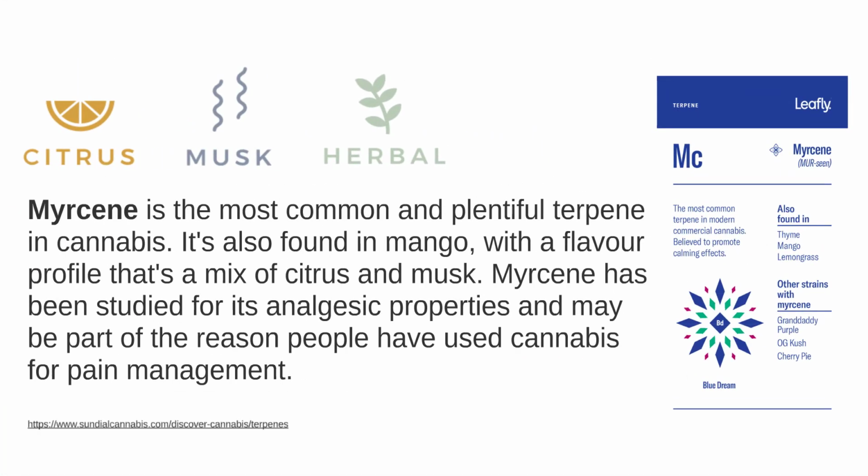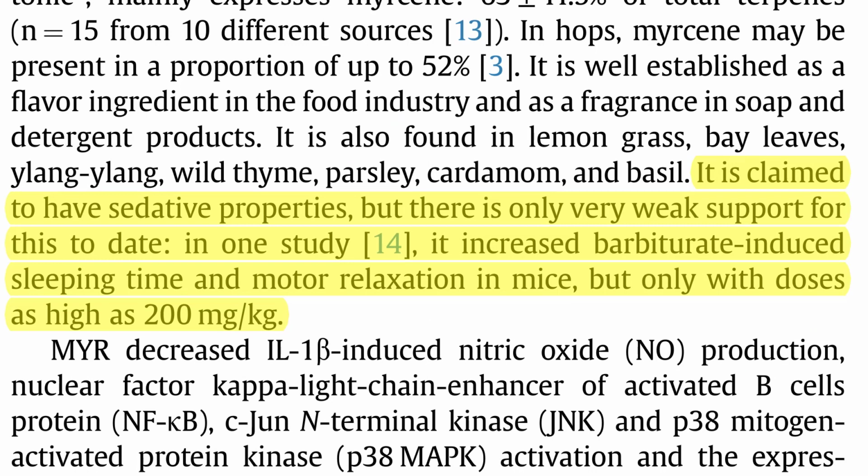And when we start to take a look at them, myrcene is the most common and plentiful terpene in cannabis. Now, myrcene is typically thought to be a relaxing or a sedative terpene. But when we look at the literature, what we found is that there's only weak support for this to date. And what we found is that in mice that had barbiturate-induced sleeping time, the presence of myrcene actually increased that, but it had to be at a fairly high rate.